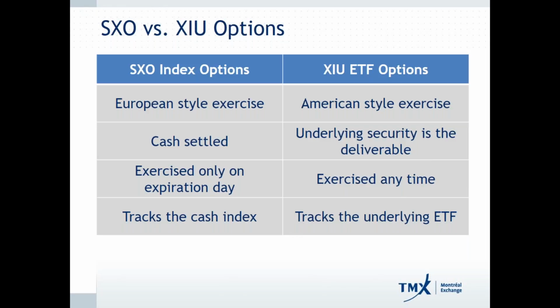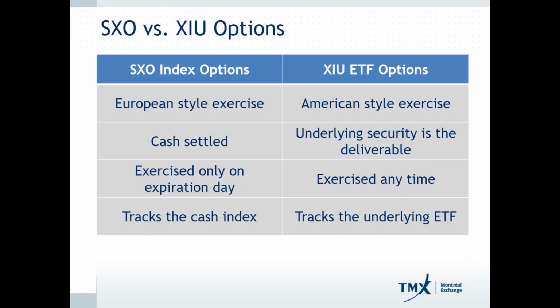So, a quick comparison as well, and a very important consideration. Once again, SXO index options are European style exercise. Comparatively, the XIU ETF options are American style. So if you buy the XIU options as a replacement strategy to buying shares of the ETF, you have to understand that the deliverable is in fact shares of the underlying ETF, 100 shares for every one contract. So you do have to be considerate of that on expiration, versus the European style, which, as the next point suggests, is cash settled, comparatively to the underlying security being deliverable.